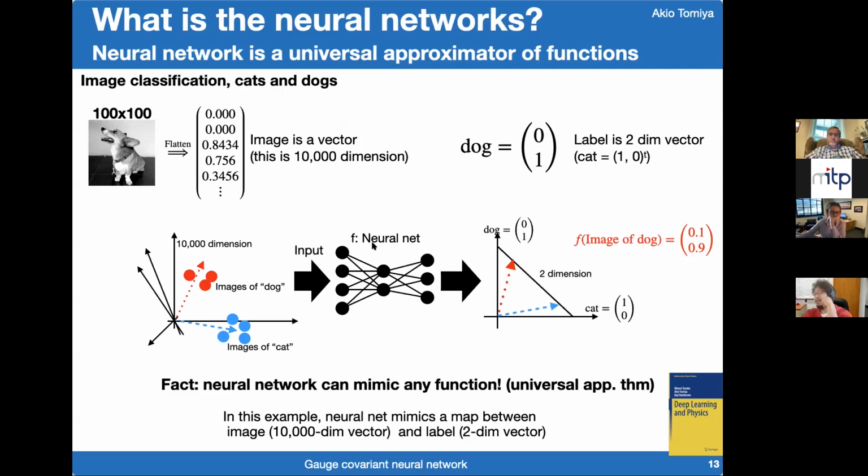And what a neural network does is make a map between two vector spaces. The vector space on the left-hand side is the vector space for the picture, and this is 10,000 dimensional. One picture gives one vector here, and maybe another cat picture gives this kind of vector. The neural network transforms this vector to a two-dimensional vector in this way. Then we compare the resultant vector to the axes, and we can say that this image is a dog, or this image is a cat, or something like that.